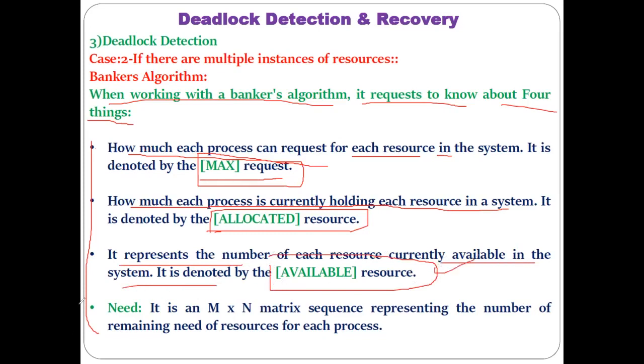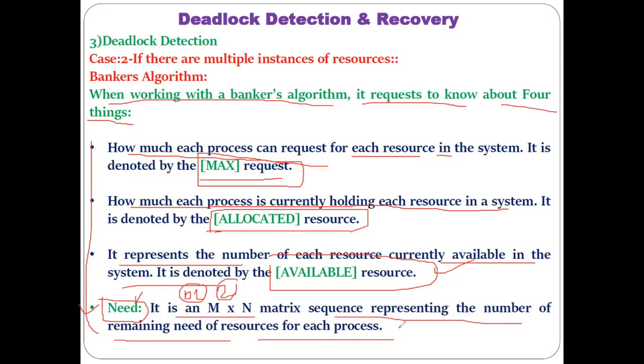And then the last kind of matrix is the need matrix, where the information represented is the remaining need of resources of each process. In the sense, if there is a process P1 and process P1 is currently allocated 2 resources, then how many other extra resources can it require? What is the remaining need of process P1? That is maintained by the need matrix. So it is an M by N matrix representing the number of remaining resources needed by each process.